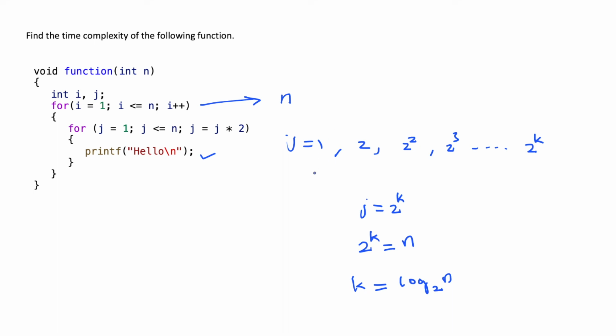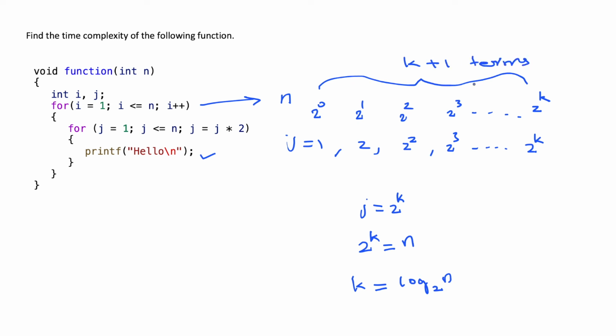So we can write these terms as 1 was 2 raised to 0, and this was 2 raised to 1, then 2 square, then 2 cube, then all the way up to 2 raised to k. So in total we have k plus 1 terms. So when we write k equal to log n, then the innermost loop will be executed for log n plus 1 times. The outer loop will run for n times. The inner loop will run for log n to the base 2 plus 1 times for every value of i.